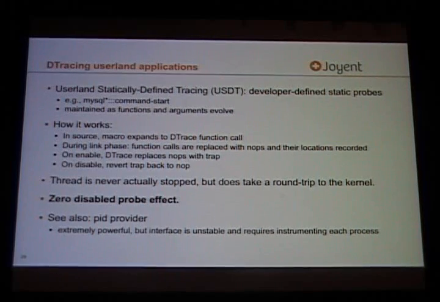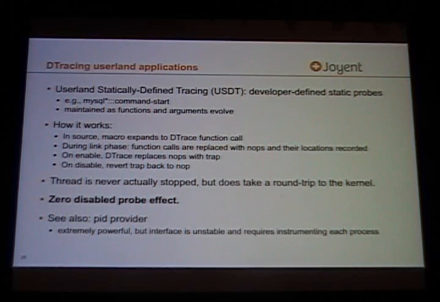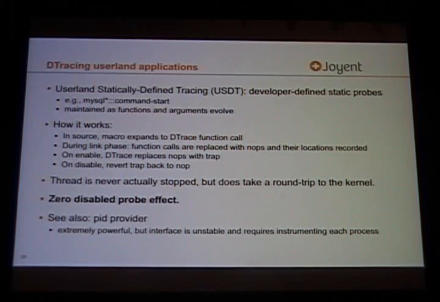Anyway, with USDT, the way it works is in the source, you actually put a DTrace macro. This macro expands to a special DTrace function call. But that function doesn't actually exist anywhere. During the link phase, the references to this function are replaced with a sequence of NOPs. These are no-op instructions that the processor will ignore. However, the locations of all of these things are recorded in the binary. Later, when you go enable DTrace, DTrace finds all the locations where this probe was fired by looking for those references to that function call, and replaces the NOPs with an instruction which will trap into the kernel.